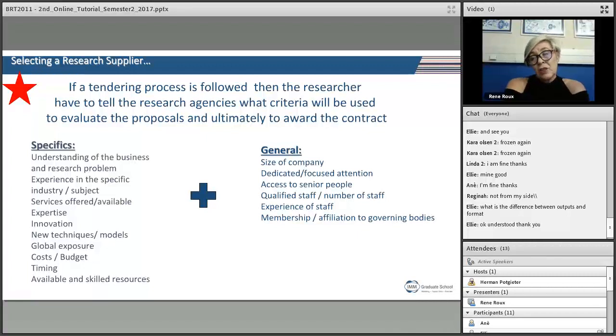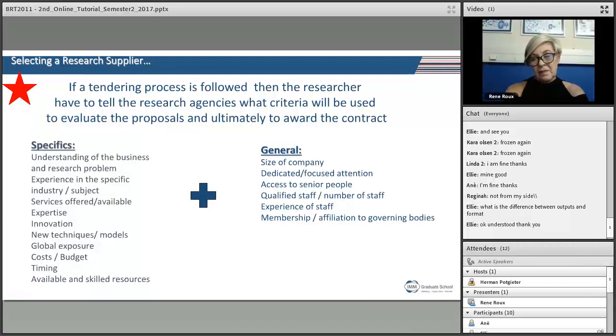Do they have international connections, global exposure? Can they use them as soundboards? Can they look at what was done globally before? Always, cost and budget and timing will be part of the criteria that you will use. And then you can also look at the research agency's availability of resources, how skilled they are. But then there are more general things.